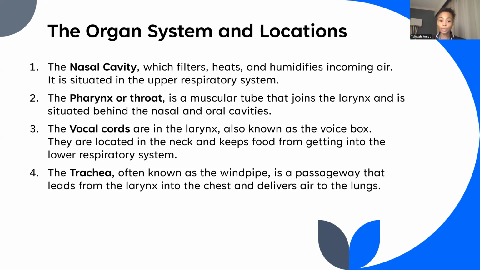Then we have the vocal cords, which are in the larynx, also known as the voice box. That's allowing us to make sounds and to talk. They are located in the neck and also keep food from getting into the lower respiratory system. And then we have the trachea, also known as the windpipe. It is the passageway that leads from the larynx into the chest and delivers air to the lungs.